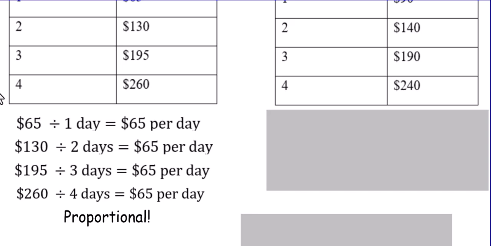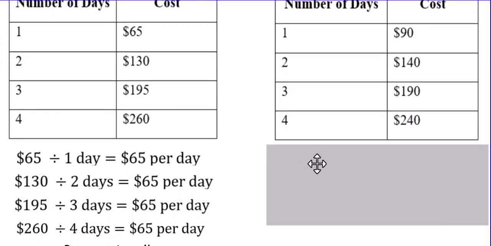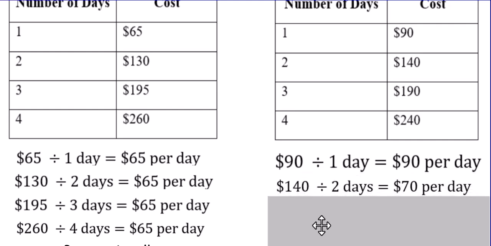Let's look at our second example. So car rental company B has a cost of $90 for 1 day. Let's see if that's a constant ratio. $90 divided by 1 day is going to get us $90 per day. But when we take $140 divided by 2 days, that gets us $70 per day. So we have some other number that's impacting that in some sort of way. So this is not a constant ratio, and this is not going to represent a proportional relationship.